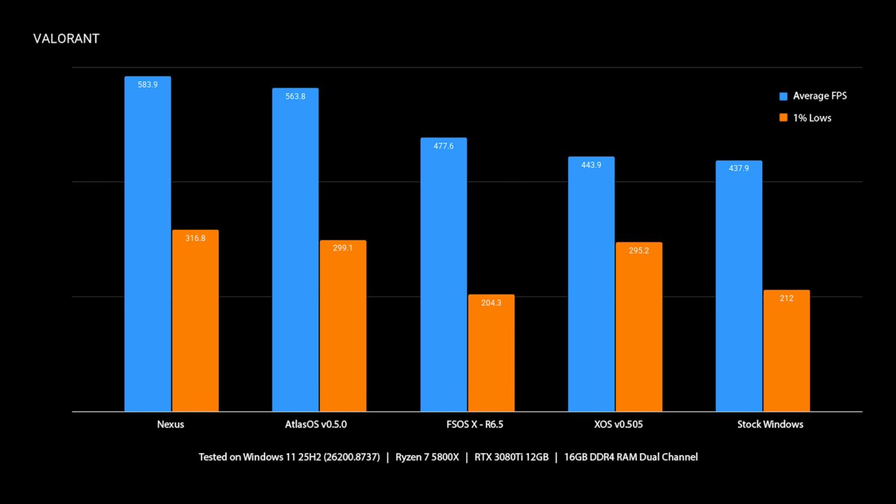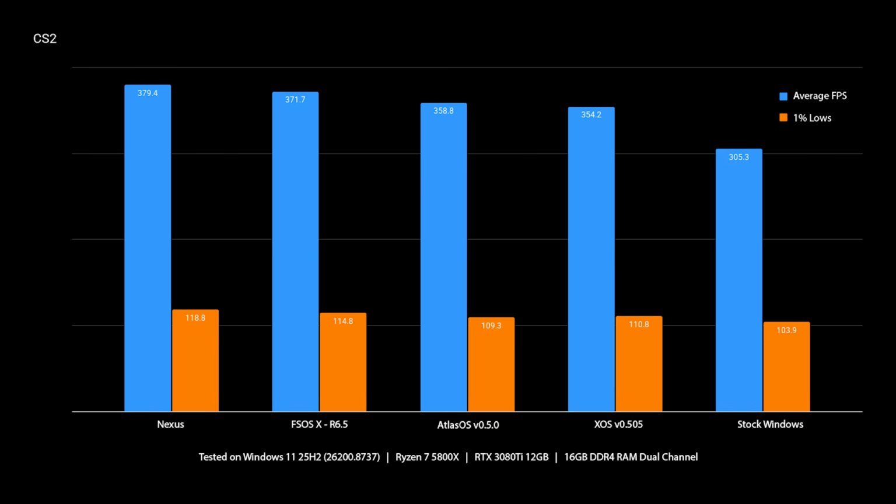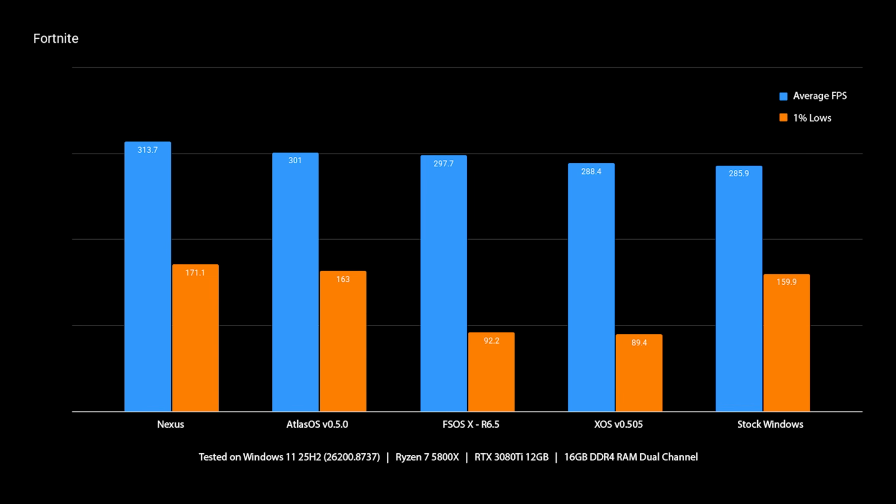1% lows. Counter-Strike 2, stock Windows had 305 average FPS, with 103 on the 1% lows. Nexus wins in both cases, with a 24% increase in average FPS and 14% on the 1% lows. On Fortnite, stock Windows had 285 average FPS, with 159 on the 1% lows. Nexus leads on both with a 9.7% increase in average FPS and 7% on the 1% lows.